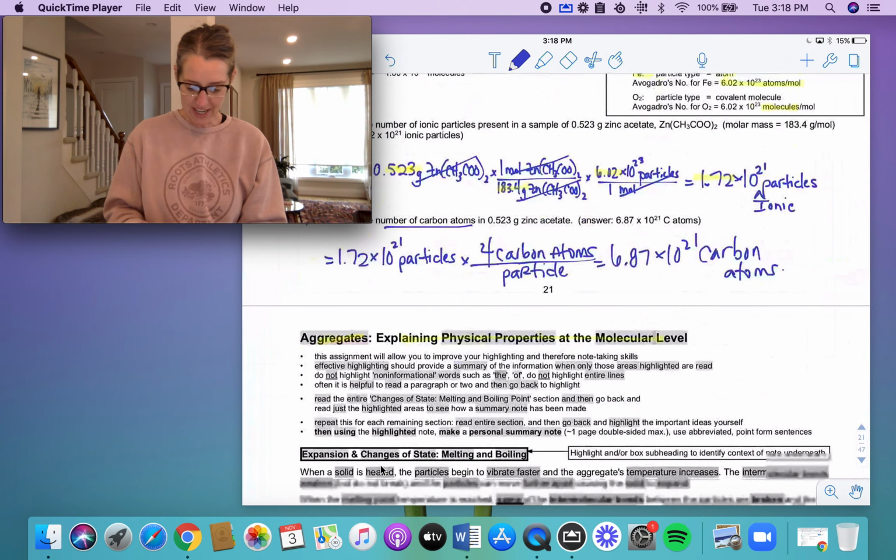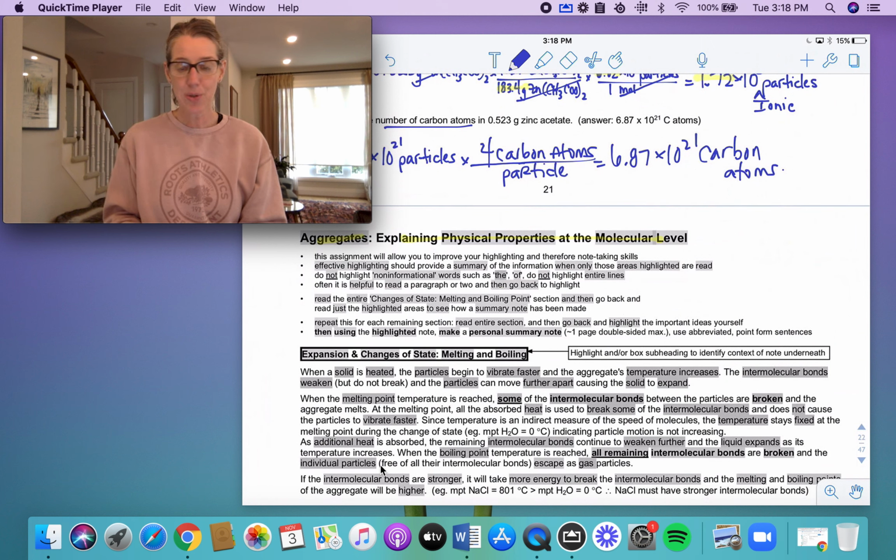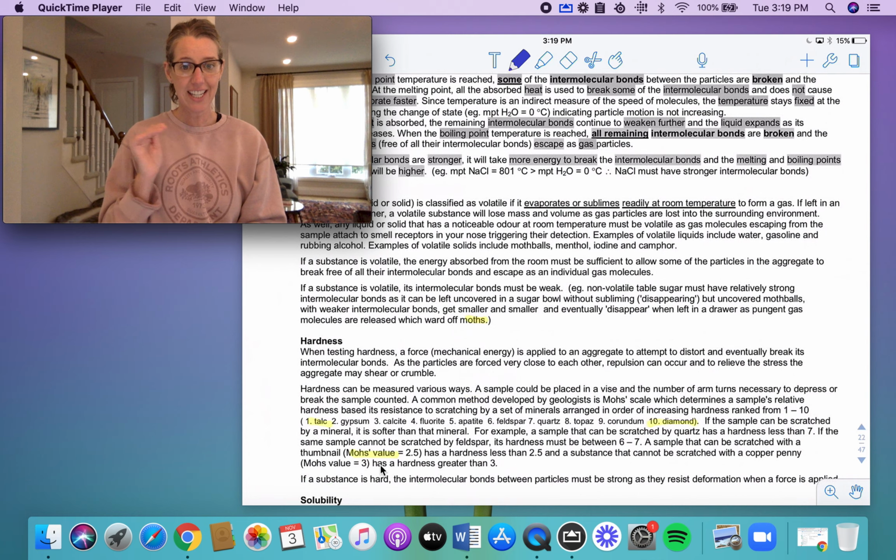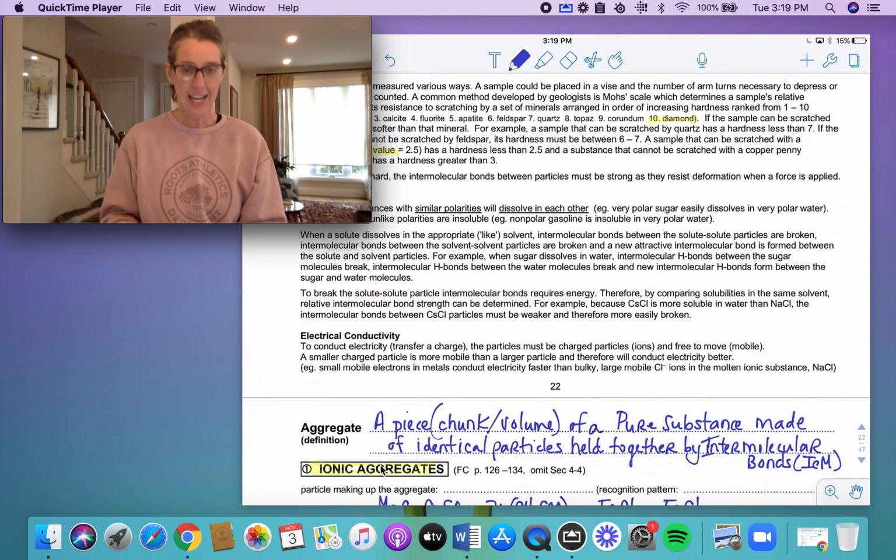Okay. On the next page, page 21, you're going to read through, you're going to highlight. This is your summary of physical properties at the molecular level. Okay, you need to be able to explain these physical properties, and so because different aggregates have different physical properties based on the kind of aggregate they are, you can make a generalization about things like melting point and boiling point, volatility, hardness, solubility, and electrical conductivity. So I'll let you work away at that, highlight, add to the notes if you need to.